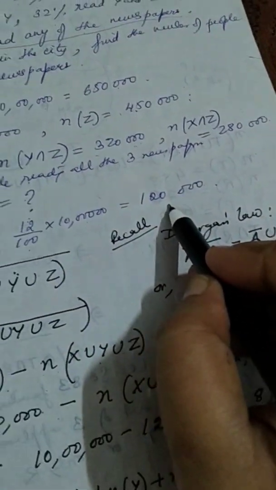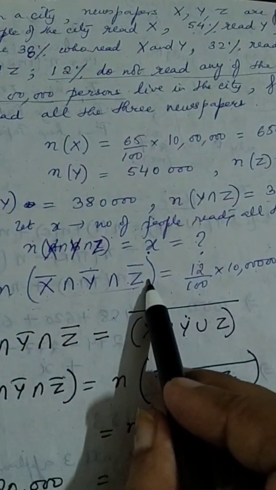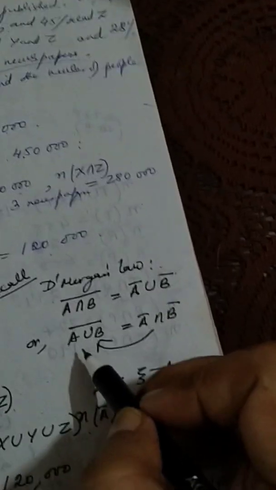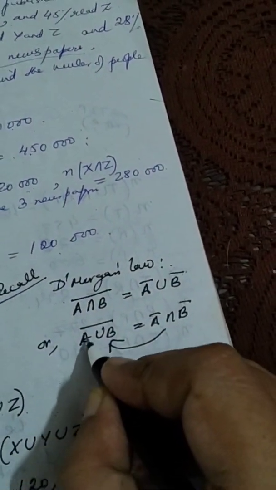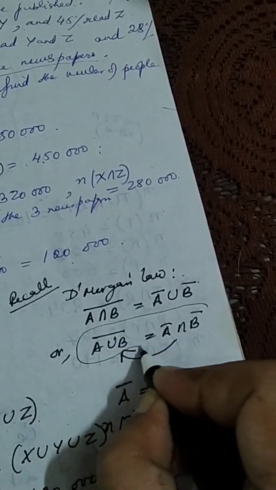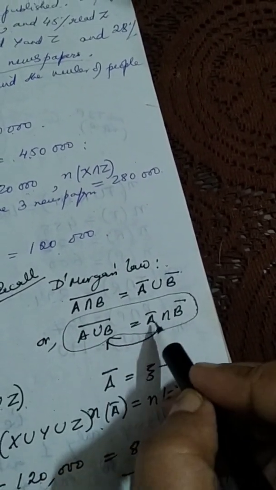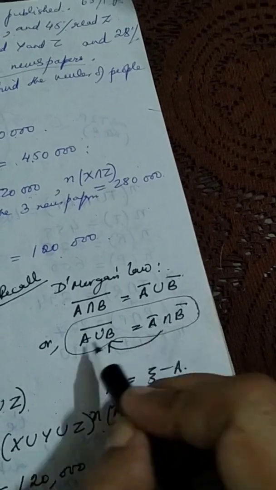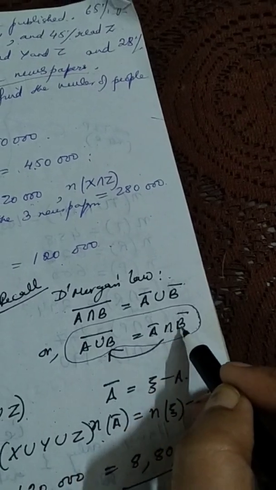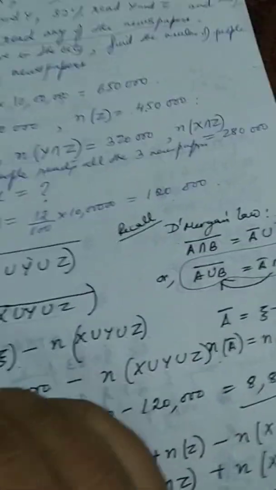So I will use De Morgan's law over here. This can be considered as X union Y union Z whole bar, because according to De Morgan's law, A union B whole bar gives me A bar intersection B bar. This is the property that I have used, and in reverse. Here it's given X bar intersection Y bar, that would be X union Y whole bar. Here there are three sets, so X bar intersection Y bar intersection Z bar will be X union Y union Z whole bar. So this is what I've written.